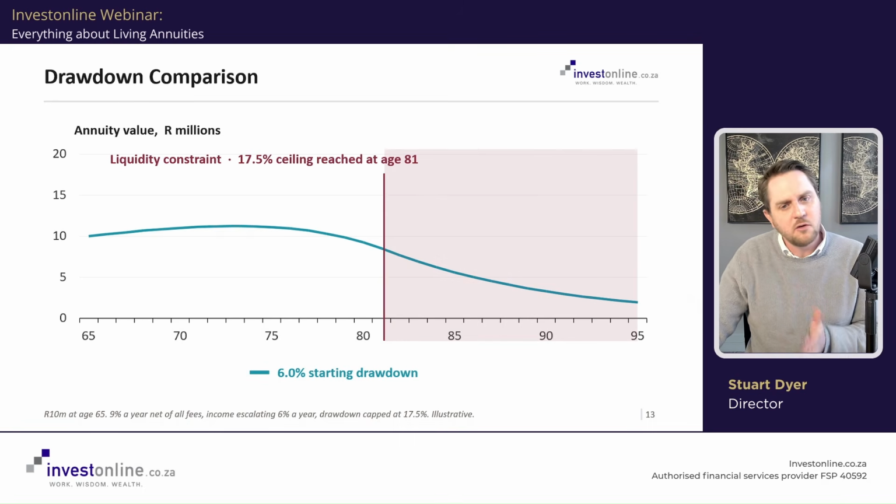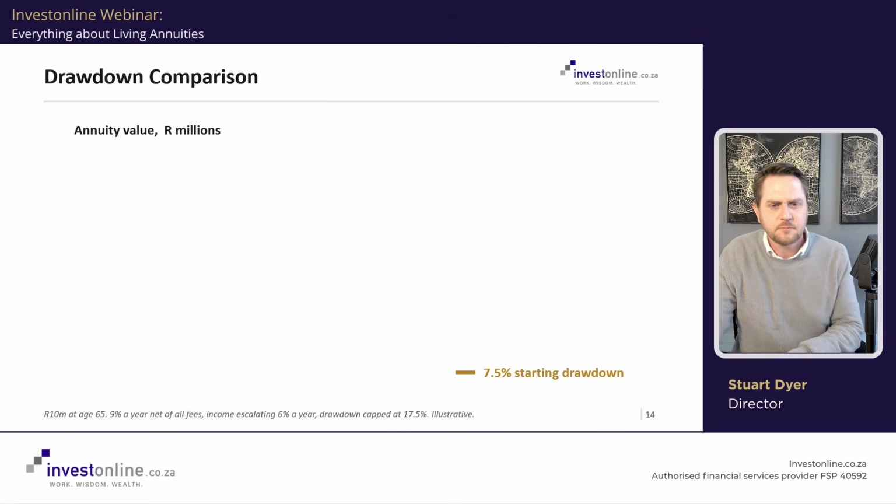And that liquidity constraint, which again doesn't mean you don't have capital, it just means you can't increase your income from that point forward, that hits at age 81. So in that case, it's 16 years into retirement, your income potentially becomes under a bit of pressure.